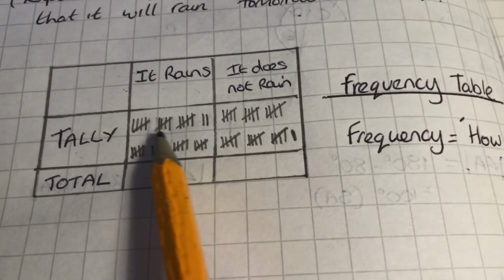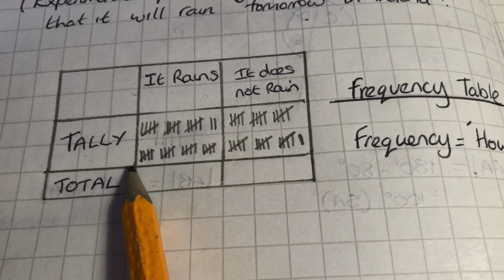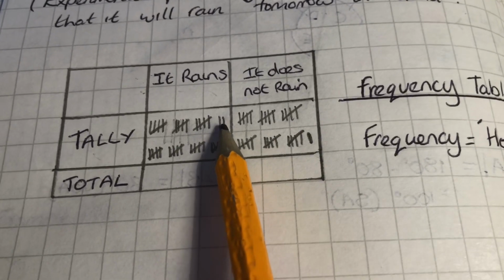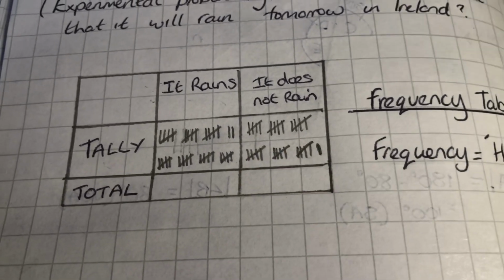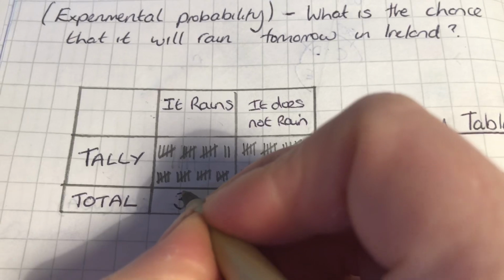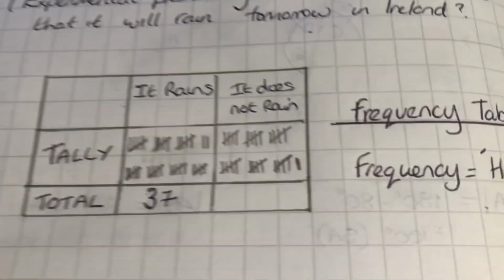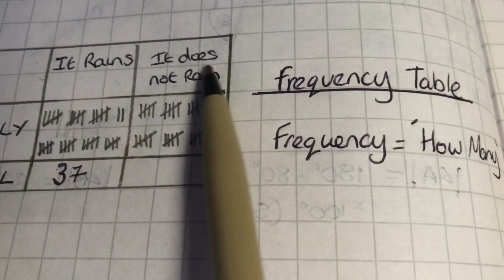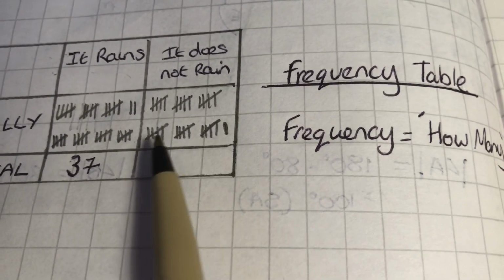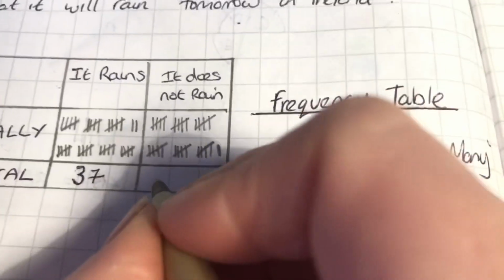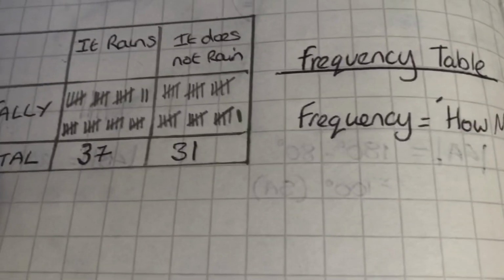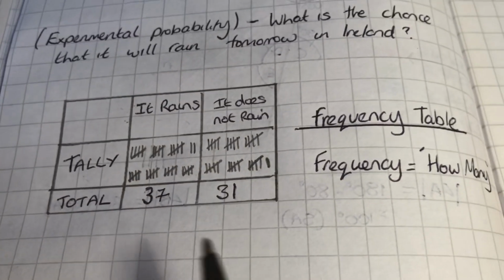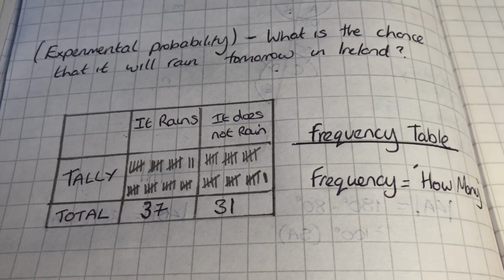Okay, so 5, 10, 15, 20, 25, 30, 35, and then I have 2 extra. So that makes 37 trials for days when it rained. And let's have a look at when it didn't rain. 5, 10, 15, 20, 25, 30, 31 days it didn't rain. Okay, so now it's time to work out the estimated probability.